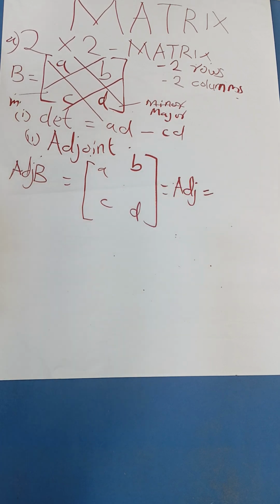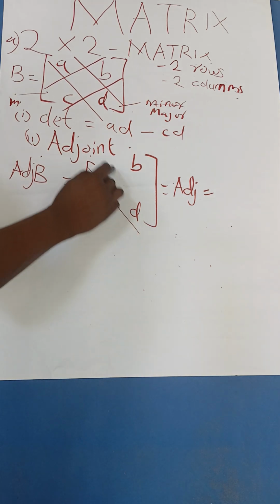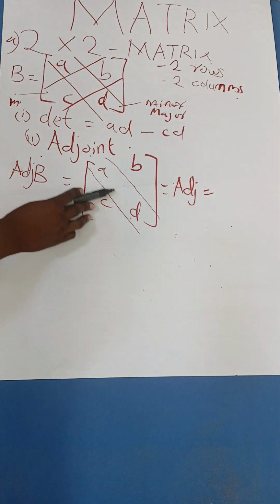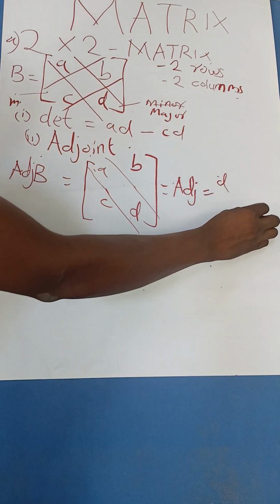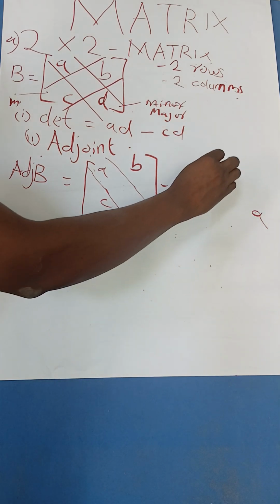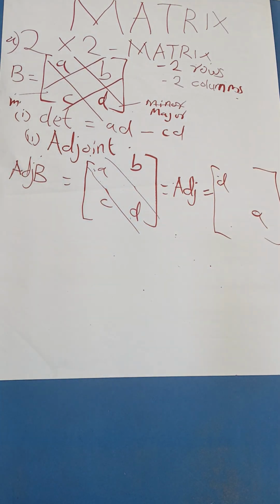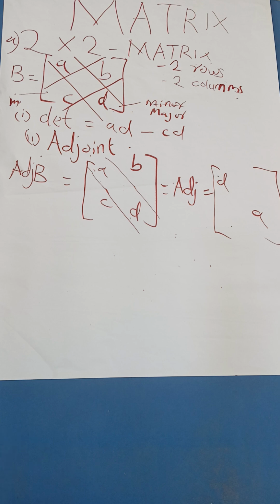is equal to, this one, the major diagonal, you swap the values. The D will come here and then A will come here. Let us do it direct. So it will be D here, then A there. Good. That is the first. The major diagonal, you swap the values. In case you have values here when you are doing the example, you will swap them.